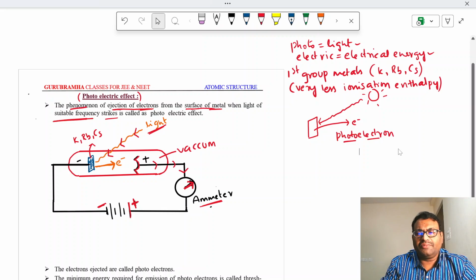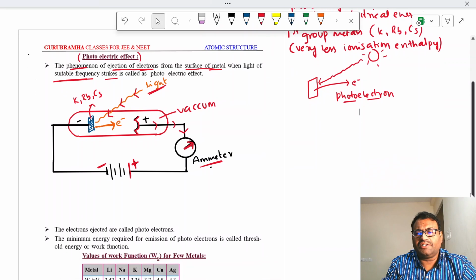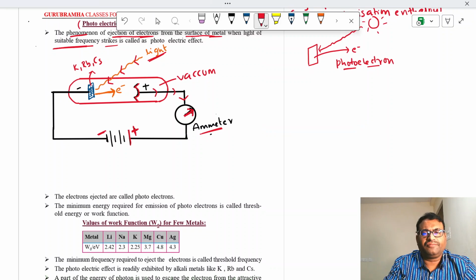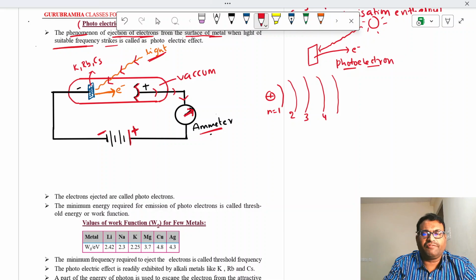Okay, let us learn in some detail. So let us consider an atom. In an atom, there are different energy levels. Where this is n equal to 1, first energy level, second energy level, third energy level, fourth energy level, fifth energy level.